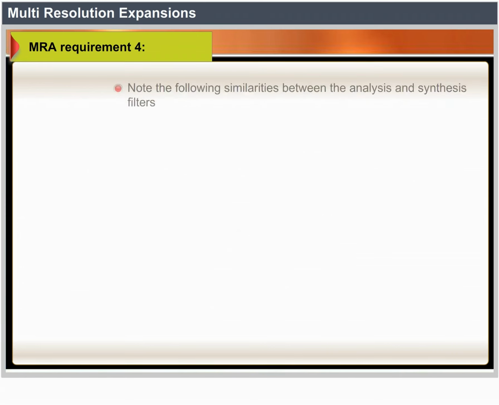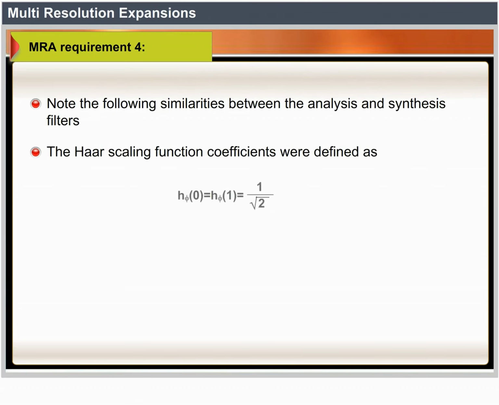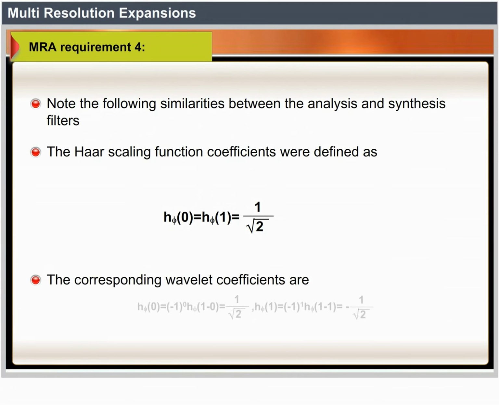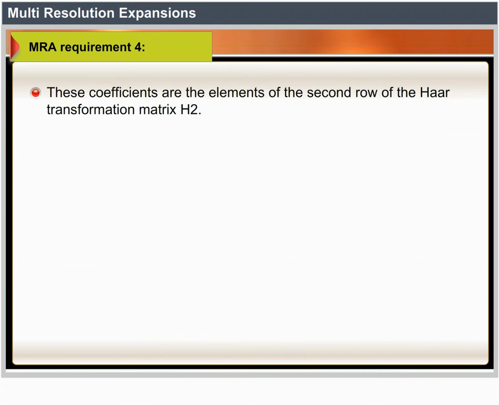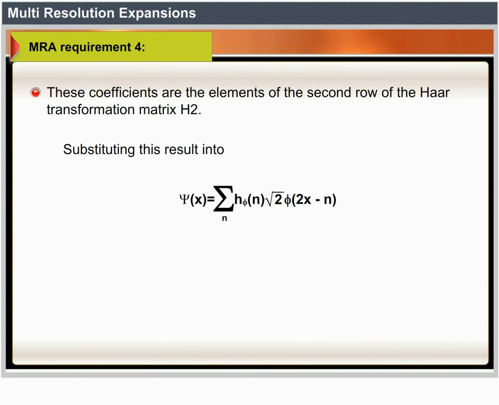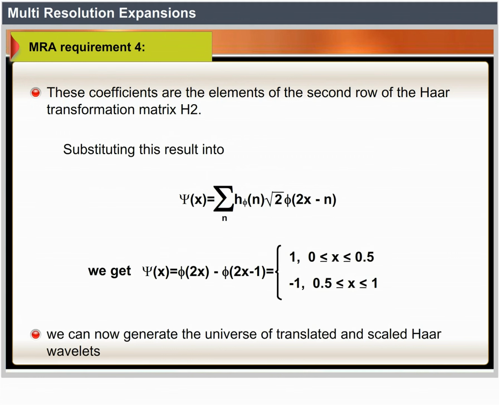Note the similarity with the analysis synthesis filters. The Haar scaling function coefficients were defined as shown. The corresponding wavelet coefficients are these. These coefficients are the elements of the second row of the Haar transformation matrix H2. Substituting this result into the equation, as shown on the screen, we can now generate the universe of translated and scaled Haar wavelets.